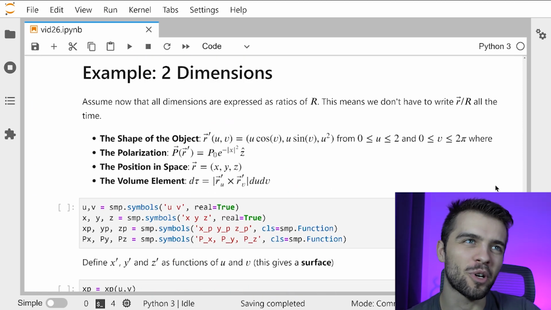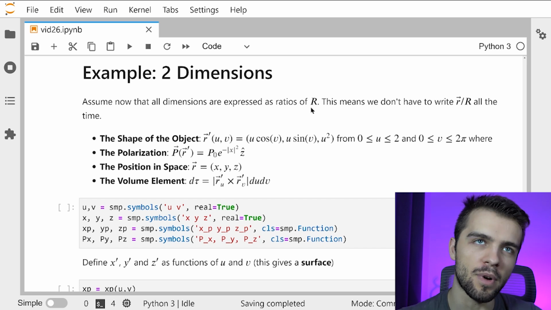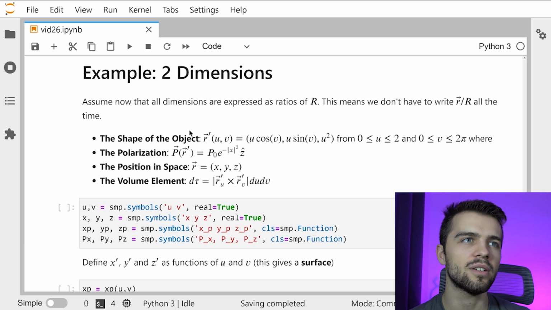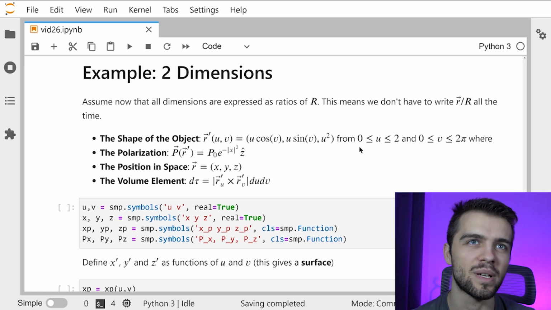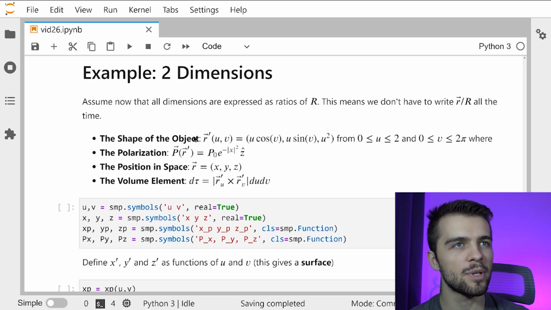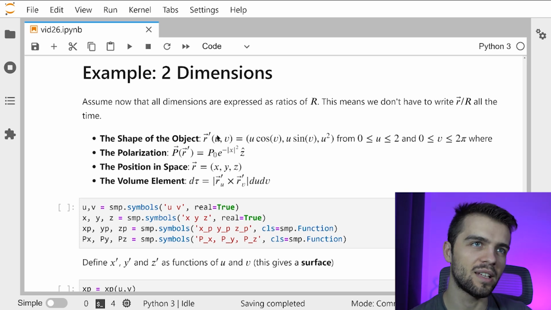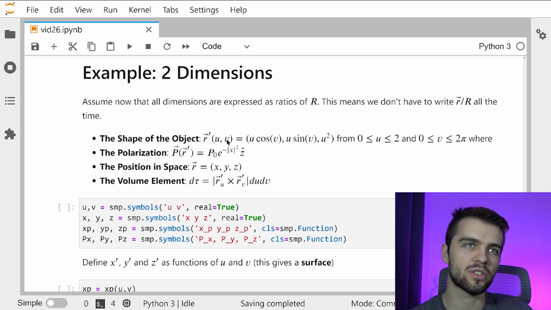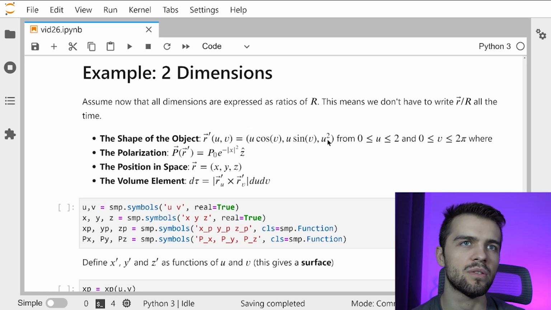Now we're going to get it a little bit more complicated. We're going to look at 2 dimensions. So now again, assume all dimensions are expressed as ratios of capital R. Like in the previous problem, this is just a reference length. So I'm not writing R over R like I do here all the time. I'm just going to assume that everything in dimensions of length is written in terms of R. So the shape of the object, because I have a 2-dimensional object, it's specified by 2 dimensions, and that's u and v here. You tell me u and v, and I'll tell you any location on a surface in 3-dimensional space. So the curve looks like this: u cos v, u sine v, u squared.